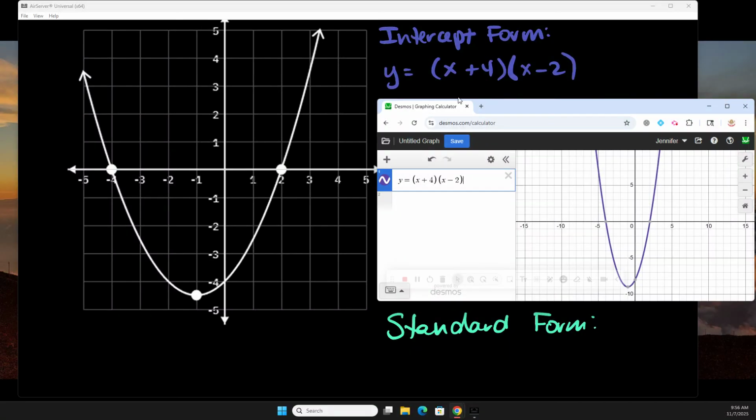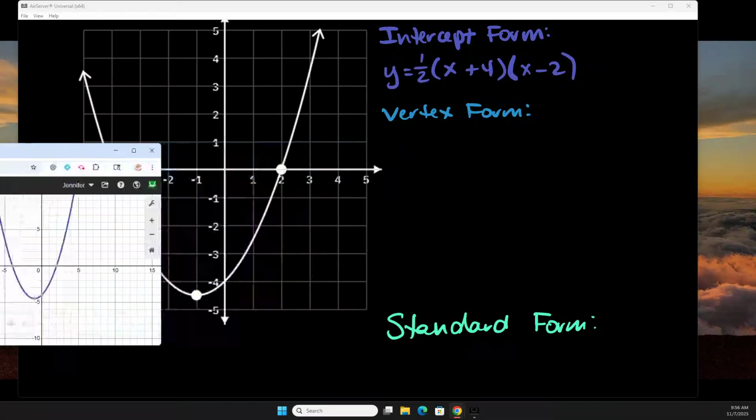And so to change that, what we would want to do is we want to vertically shrink it a little bit by multiplying by 1/2. So let's see if that fixes it. And there we go. So there we have our vertex in the right place, our y-intercept is now also in the right place, and our x-intercepts are in the right place. So that is intercept form. So you might have to play with that number in the front a little bit to get it to work.